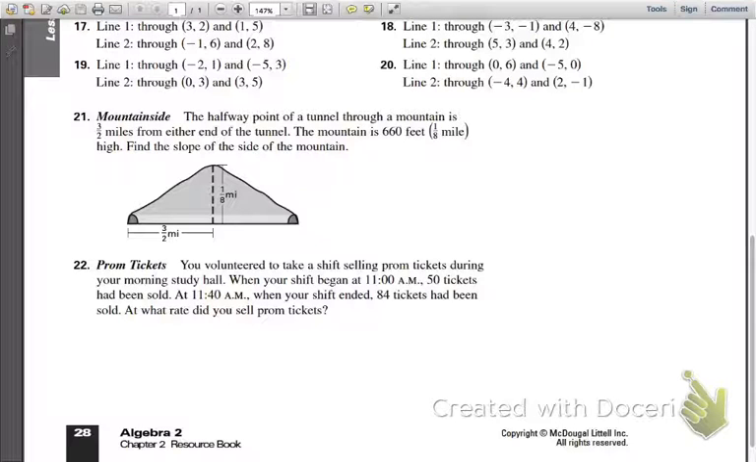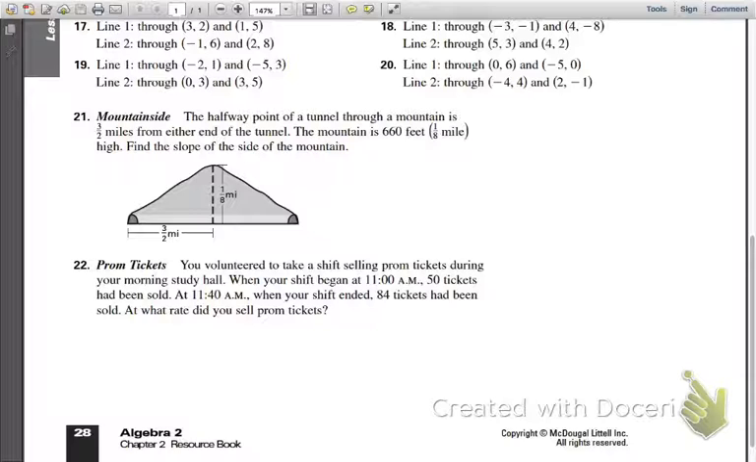All right, 21 says the halfway point of a tunnel through the mountains is three halves of a mile, or 1.5 miles, from either end of the tunnel. The mountain is 660 feet, or 1/8 of a mile, high. Find the slope of the side of the mountain. So how do we find the slope? Slope is what? Rise over run, right?